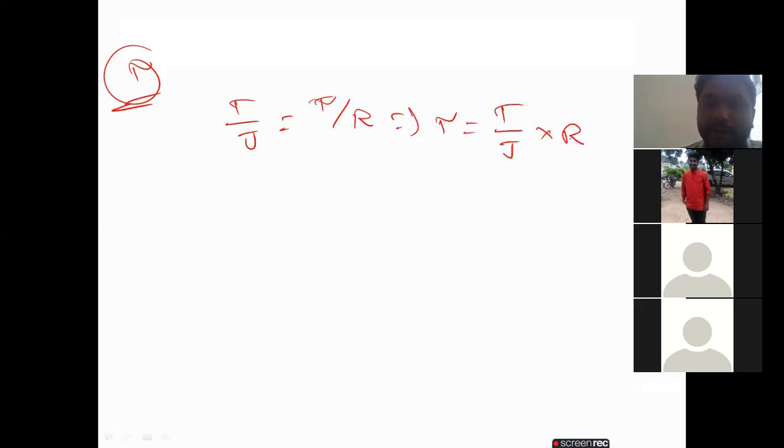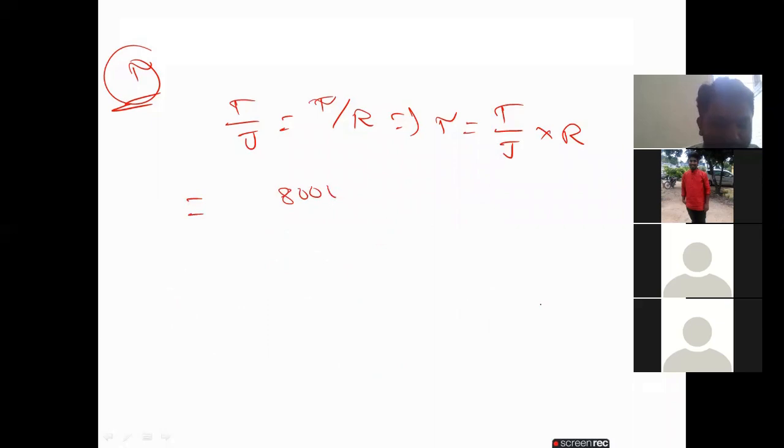Now we have to calculate the tau value. We know the torque equation T by J equal to tau by R. Now we need tau, so tau equals T by J into capital R. T we know already, 8000. J is pi by 32 into capital D power 4 minus small d power 4, and R is D by 2. So now 8000 into 32 divided by pi into 0.1 power 4 minus 0.05 power 4, into 0.1 by 2.